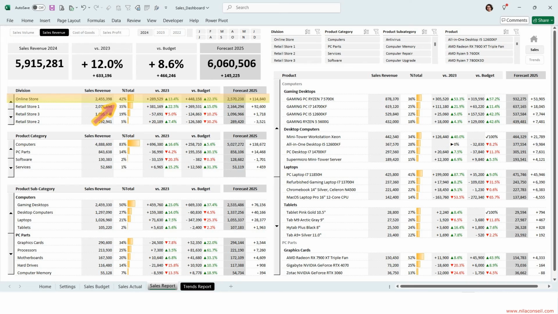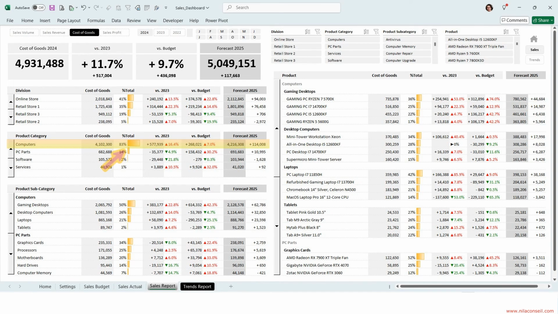Online sales are the biggest source of revenue. They increased by 13% this year. Retail store 3 sales decreased by 5%. It did not reach target sales. Its revenue is 10% lower than budget. 2025 sales revenue forecast shows that online revenue will increase by more than $114,000, while store 2 revenues will decrease.